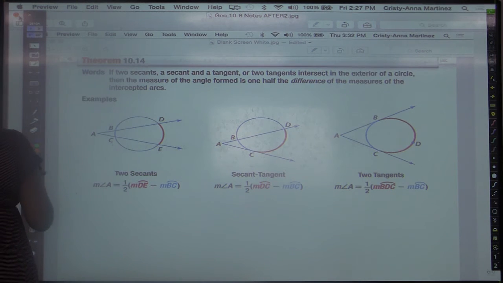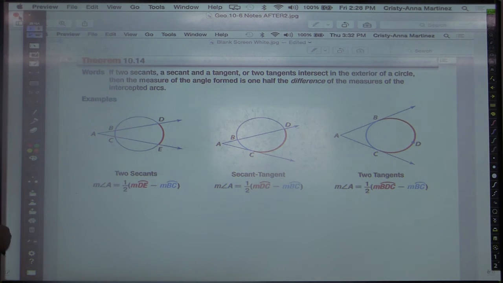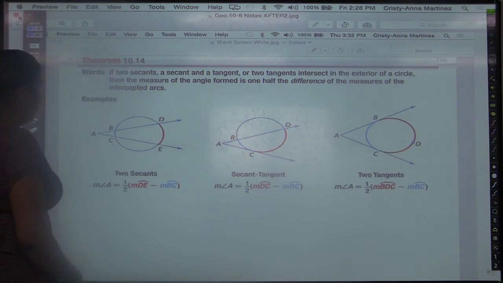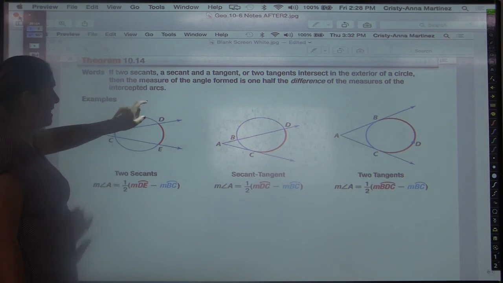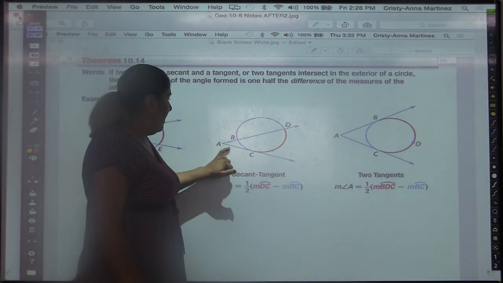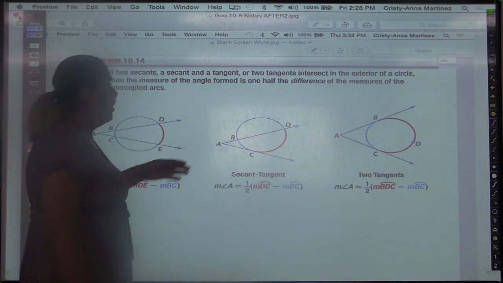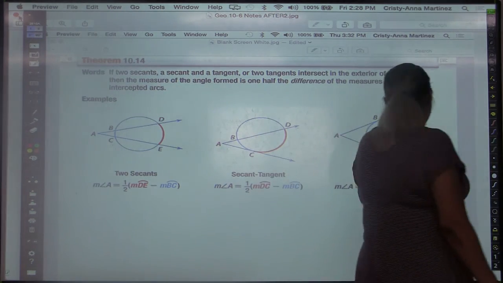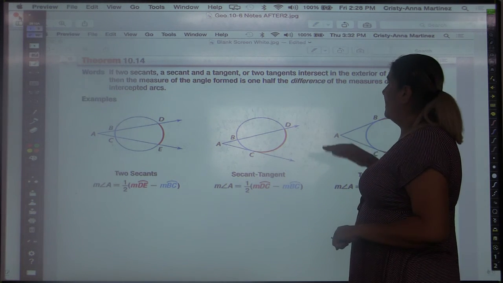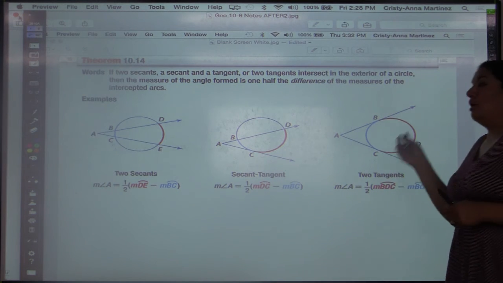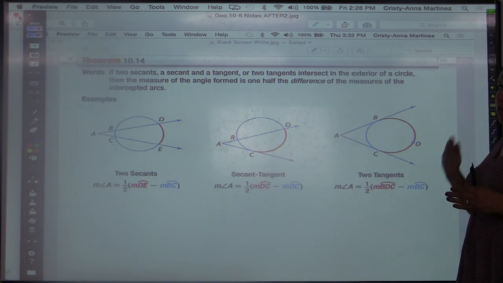If this little guy will work with me. And before we get to example 3, we have another theorem, which is theorem 10.14, and it states that if two secants, that's one option. So here you have an example of two secants. The second option is a secant and a tangent. So here we have a secant and a tangent, and then the third option, or two tangents. So here we have two tangents. So if any one of those 3 cases happens where those lines intersect in the exterior. So in our previous example, they were intersecting at the point of tangency.